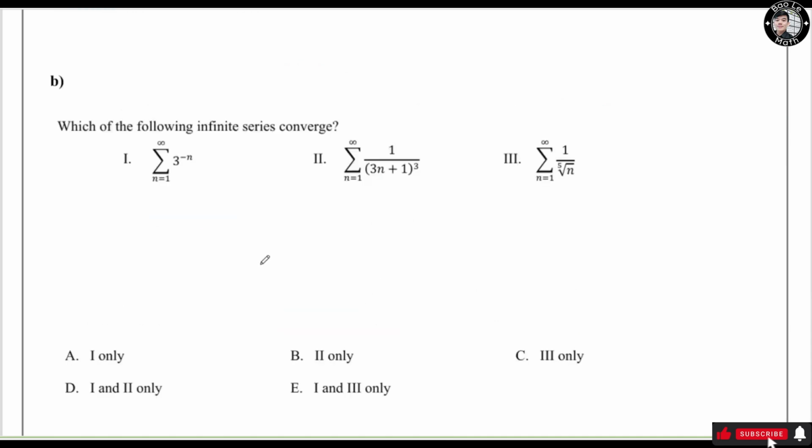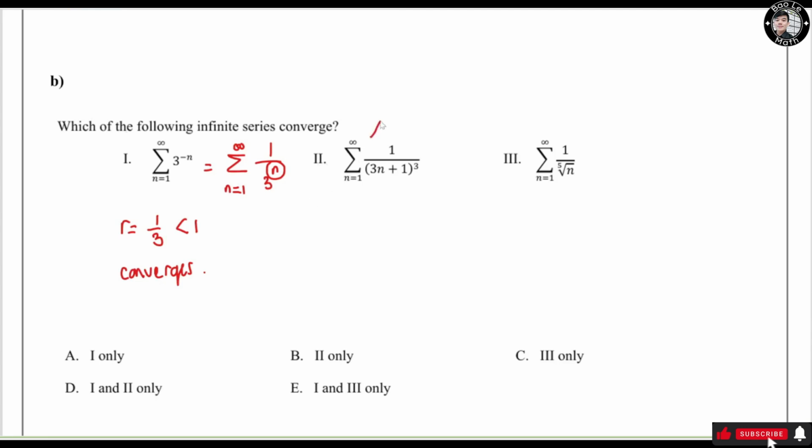Now question B. We're going to rewrite this one as the sum from n equals 1 to infinity of 1 over 3 raised to the n, right? This is not a P series, but this one is a geometric series where the common ratio equals 1 over 3, which is less than 1. So the series converges.